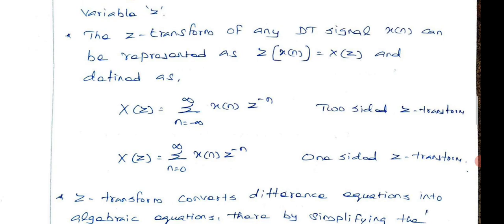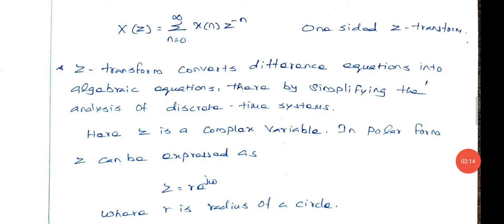If the signal is on the positive side alone, the summation varies from n is equal to 0 to infinity, x of n z power minus n. This is the one-sided Z transform. The Laplace transform converts differential equations in continuous time domain, but the one-sided Z transform converts difference equations into algebraic equations, thereby simplifying the analysis of discrete time systems. Here z is a complex variable.